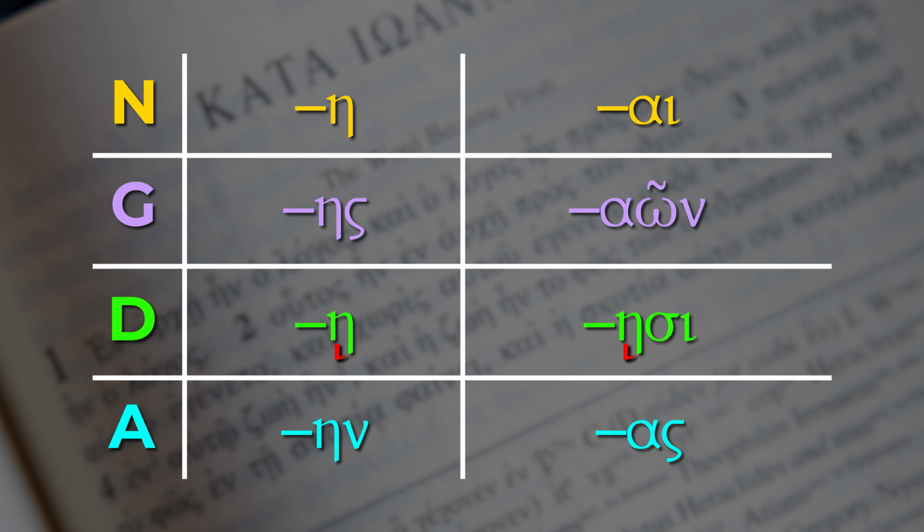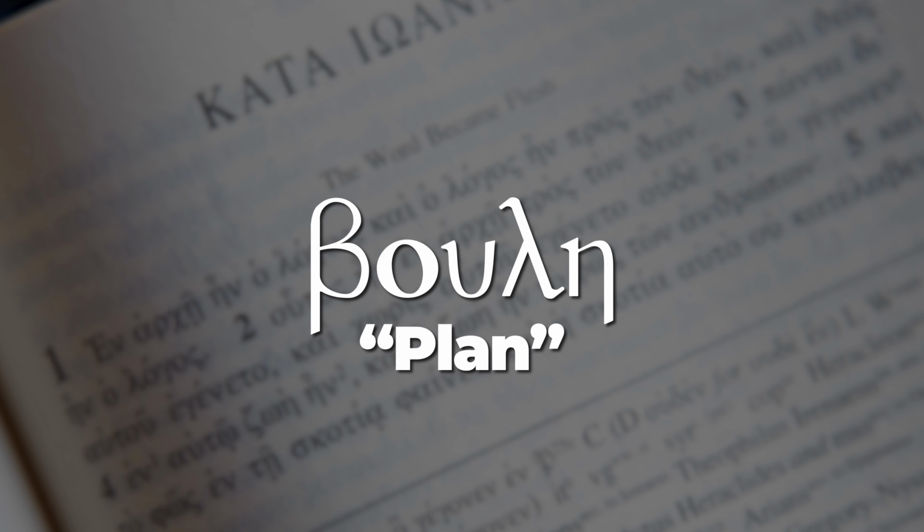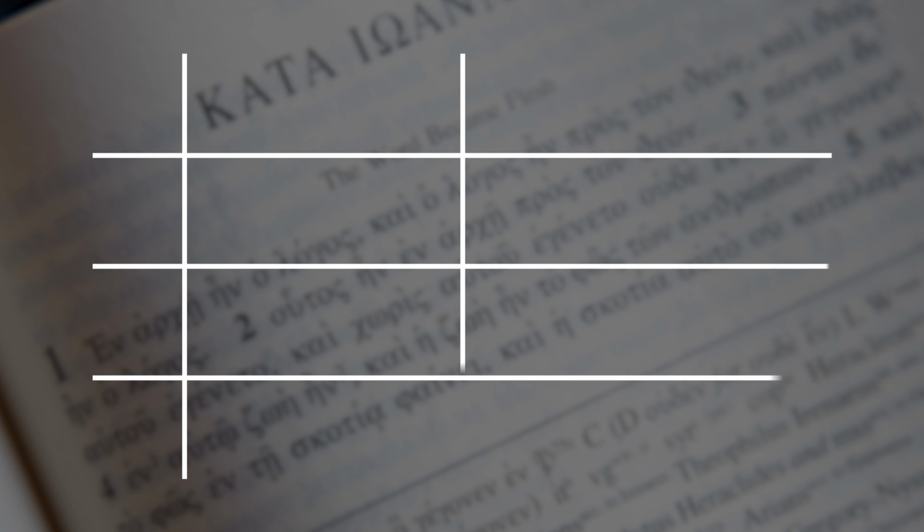Now that we've introduced the 8 basic forms, let's apply them to a word. An example of a first declension noun is boule, the Greek word for plan. The application of the case forms to a given word is called declining. We will now decline boule in the singular.